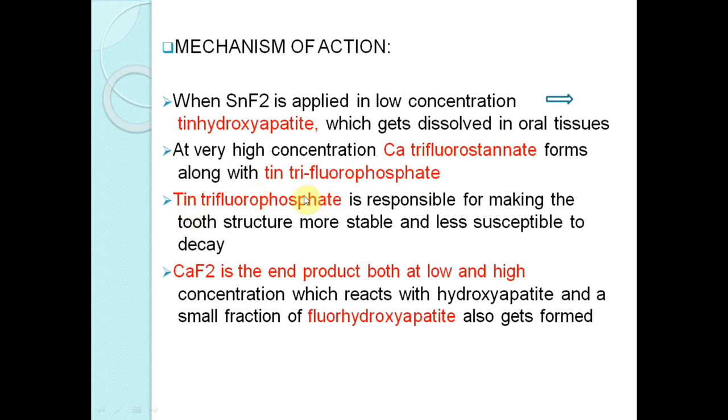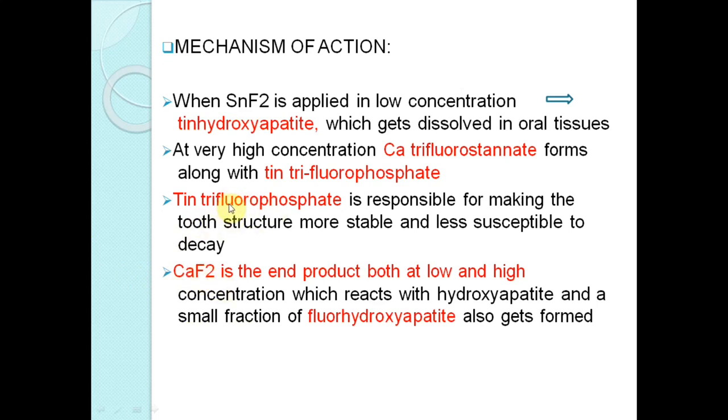So this tin trifluorophosphate is responsible for making the tooth structure more stable. So this is the product which actually acts as a barrier or prevents dental caries, because this is a product which helps the tooth become stronger than the normal hydroxyapatite. And calcium fluoride is the end product.